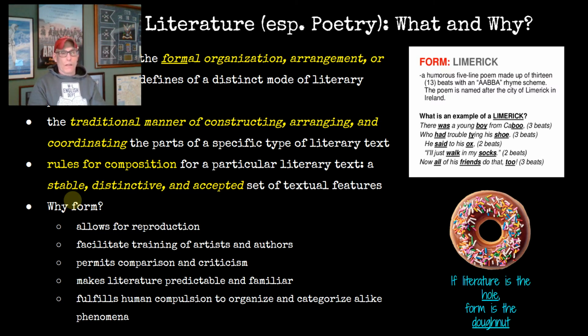Why would you have a form? Well, because certain forms can be reproduced. If a poet wanted to write a sonnet, and specifically a Shakespearean sonnet, the rules for Shakespearean sonnet writing are available and well known. So that poet would just merely need to consult those rules and then write the sonnet in accordance with them.